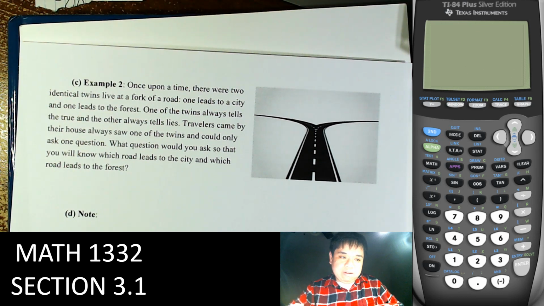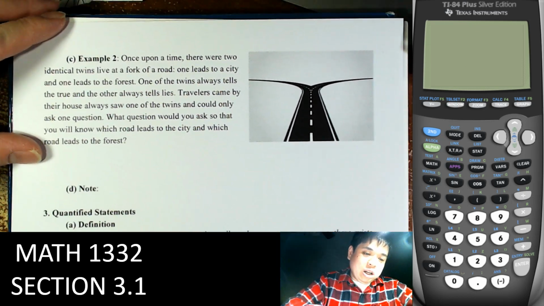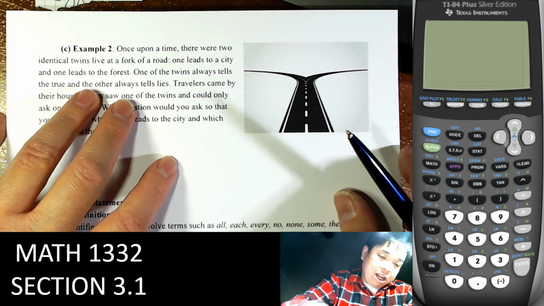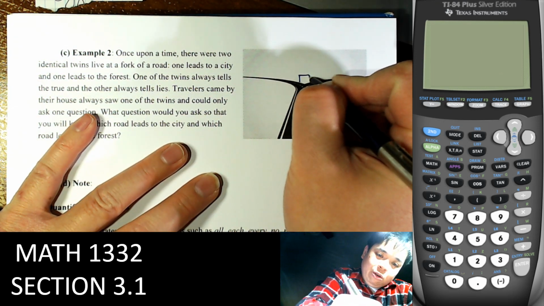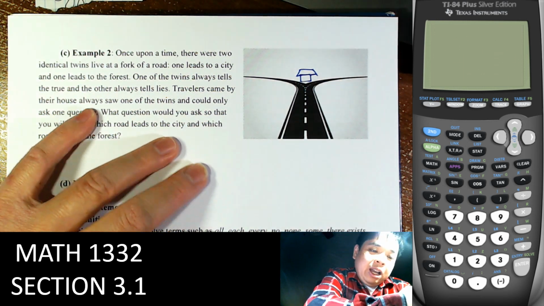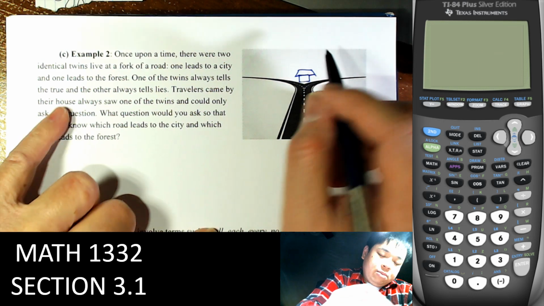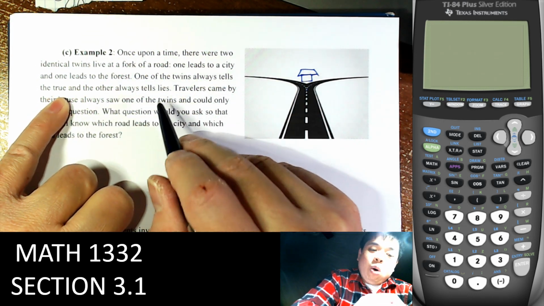Next, we have this kind of story. Once upon a time, there were two identical twins, so they look exactly like each other. The house will be at the fourth road, so the house will be right here. And one road led to the city and one led to the forest. One of the twins always tells the truth and the other always tells lies.